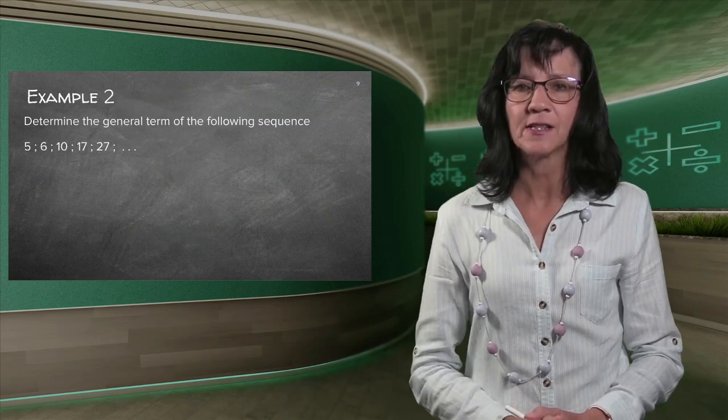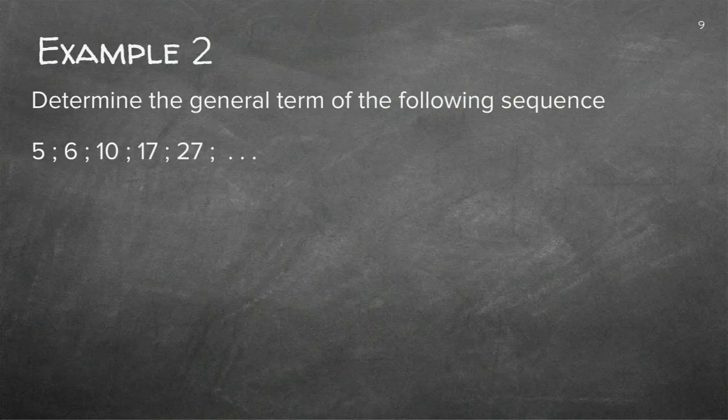Let's do a proper example and see if you can do it all on your own. Determine the general term of the following sequence. So in other words, let's just see. 6 minus 5 is 1. 10 minus 6 is 4. 17 minus 10 is 7. 27 minus 17 is 10. So I can see my first differences. They're all different. If I now do the second difference, 4 minus 1 is 3. 7 minus 4 is 3. 10 minus 7 is 3. That's what I want. Second difference, that is 3.